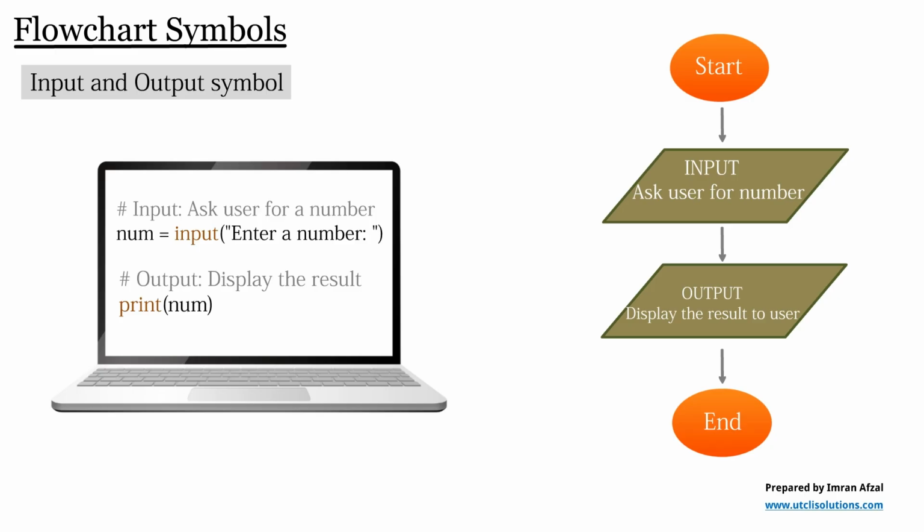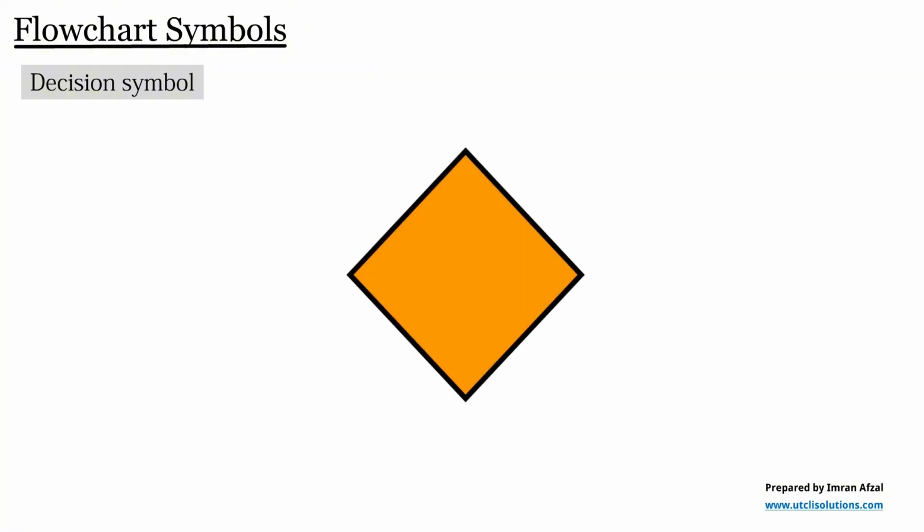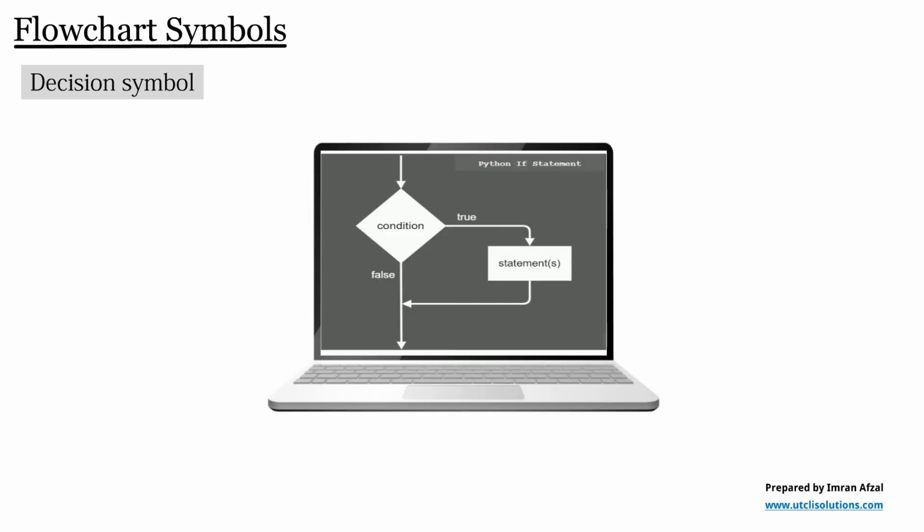One of the most powerful symbols in a flowchart is the decision symbol, which is drawn as a diamond. This shape is used when a program needs to choose between two paths. For example, in Python, when you write an if condition, the flowchart uses a diamond to show the decision. If the condition is true, the flow goes in one direction. If false, it goes in another.